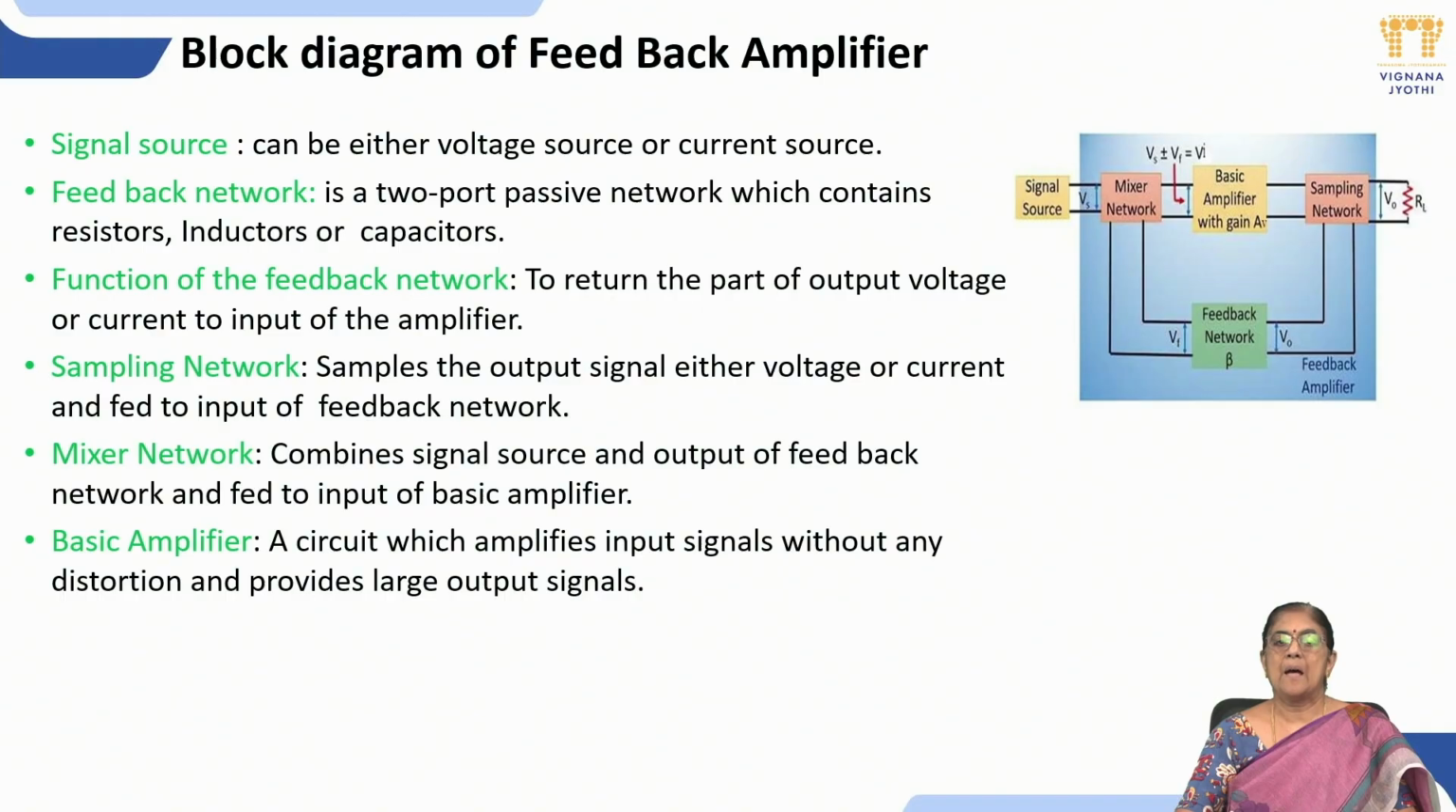The sampling network samples the output signal, which is either voltage or current, and feeds it back to the input of the feedback network. The next block is the mixer network. The mixer network combines the signal source and the output of the feedback network and feeds it to the input of the basic amplifier. The basic amplifier is a circuit which amplifies input signals without any distortion and provides large output signals.